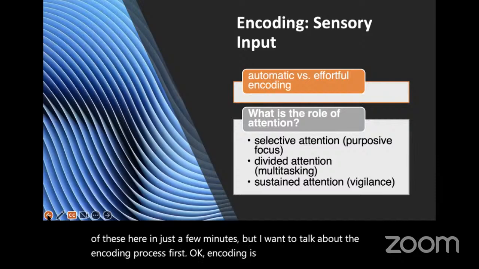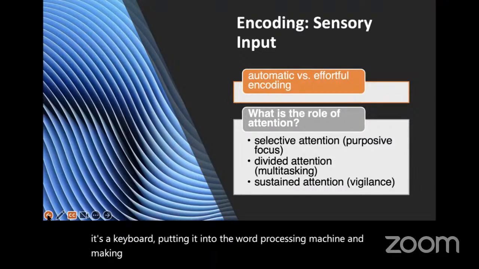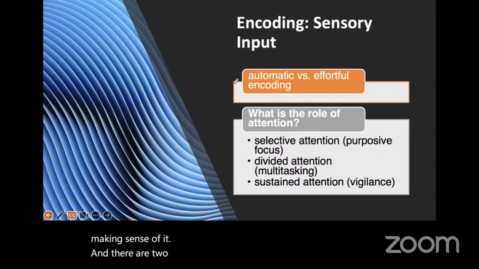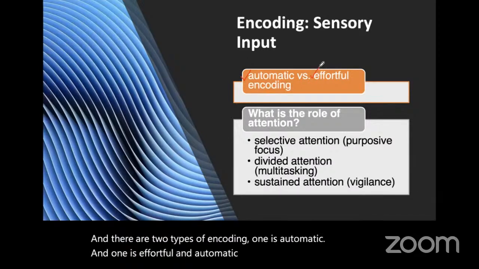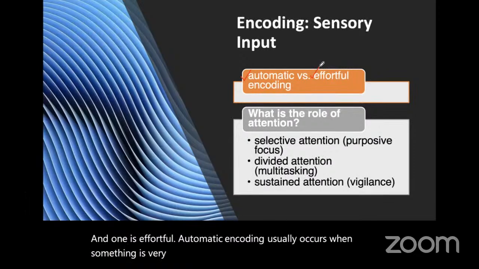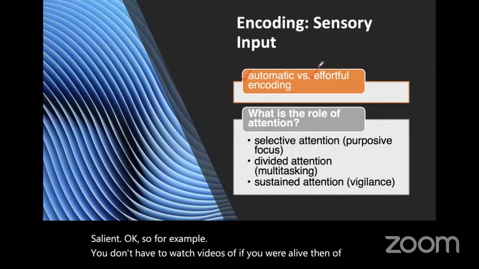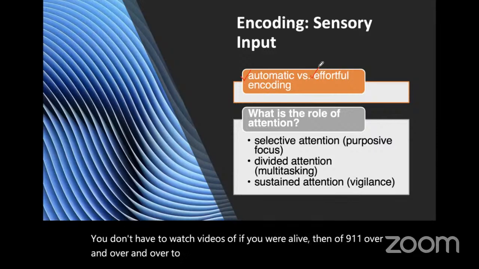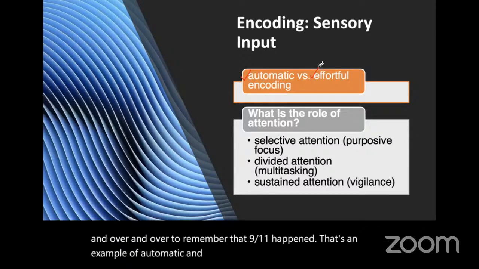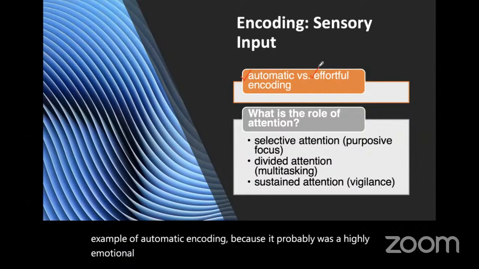Encoding is basically our sensory input, so it's a keyboard putting it into the word processing machine and making sense of it. And there are two types of encoding. One is automatic, and one is effortful, okay? Automatic encoding usually occurs when something is very highly emotionally salient. For example, if you were alive then, you don't have to watch videos of 9/11 over and over and over to remember that 9/11 happened. That's an example of automatic encoding, because it probably was a highly emotional situation, and that information is stored for later use in some way.